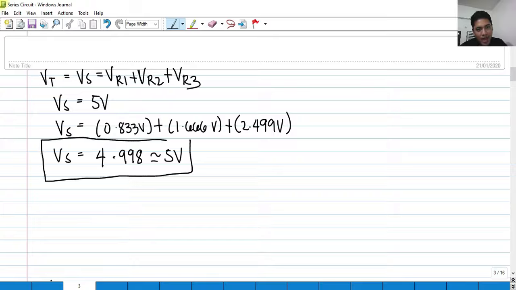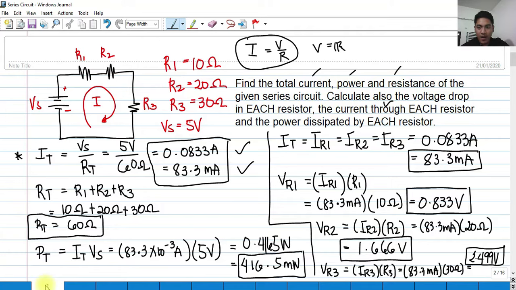So we have actually calculated the voltage drops correctly. We have some discrepancy in the decimal here because we rounded off some values, starting from the current a while ago. But that's one way to check it. Okay, so we are done with calculating the voltage drop in each resistor.